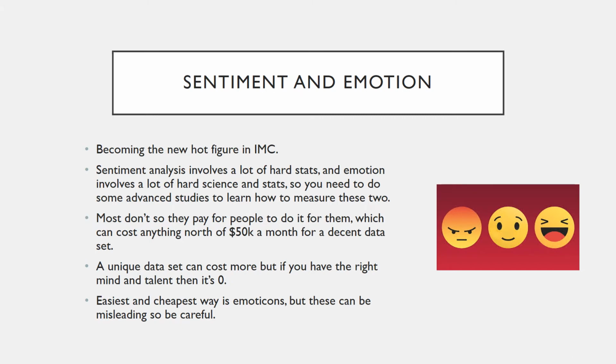Sentiment and emotion. Sentiment and emotion is becoming the new hot figure to use for effectiveness in IMC. Sentiment analysis involves a lot of hard stats, and emotional responses involve a lot of hard science and stats. So you need to do some advanced studies to learn how to measure these two. But most people don't, so they pay for people to do it for them, which can cost anything north of $50,000 a month or thereabouts for a decent data set with all the analysis done for you. A unique data set, though, can cost more, but if you have the right mind and talent, then it usually costs nothing because these people know what to do and how to do it for very little cost at all.